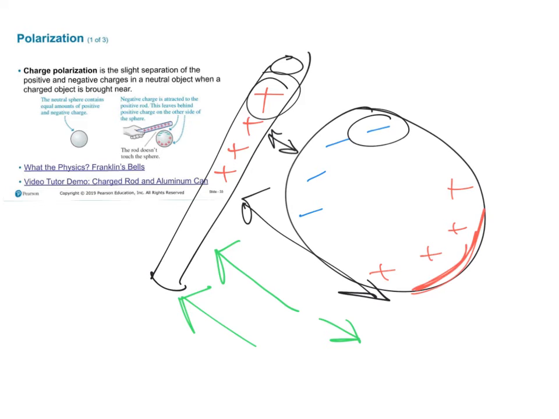And this effect is called polarization. Polar means there's two sides, a positive and negative. So the sphere gets polarized. One side becomes negative, one side becomes positive. And it's going to be pulled towards the rod.